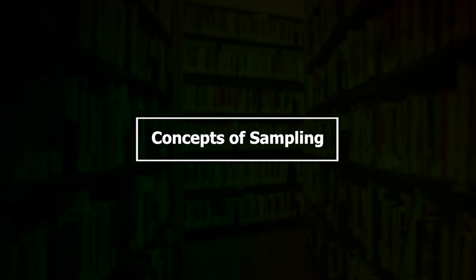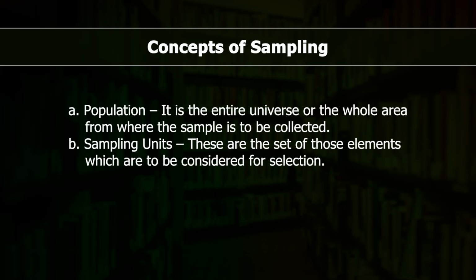Now, let us understand the concept of sampling. In order to understand sampling, one must know the basic concepts of sampling, without which sampling cannot be undertaken. They are discussed as under. Number 1, population. It is the entire universe or the whole area from where the sample is to be collected. Number 2, sampling units. These are the set of those elements which are to be considered for selection.